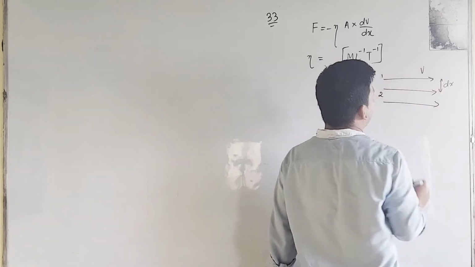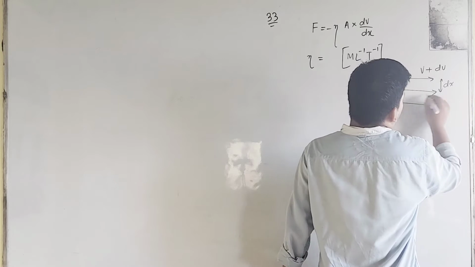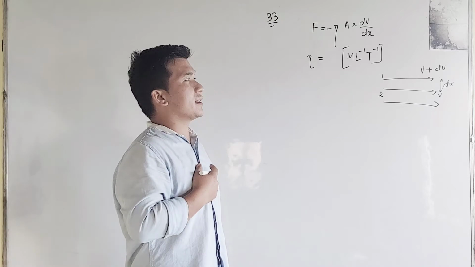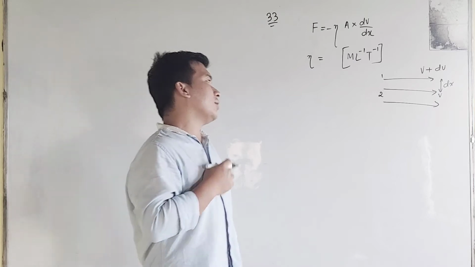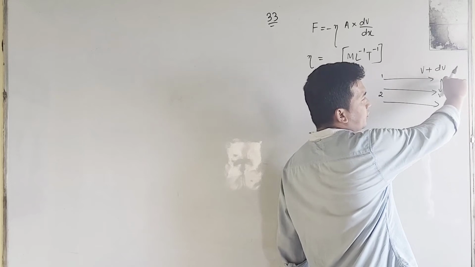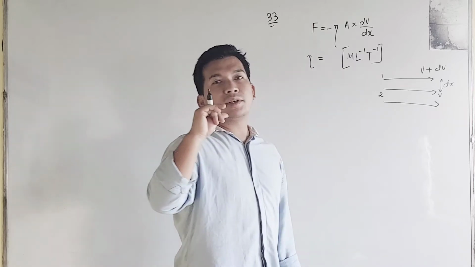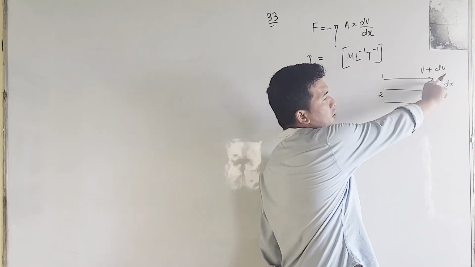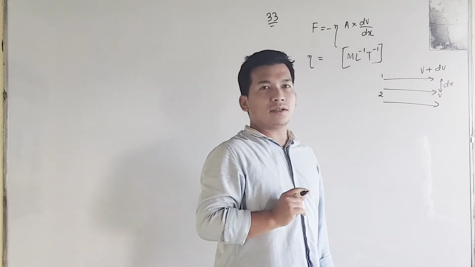Let us consider the velocity of the first layer to be v plus delta v. And what about the velocity of the second layer? The velocity of the second layer will be considered as v. Which one is faster? The upper layer is faster. The distance of separation between these two layers is dx, and this small displacement produces a small increase in the velocity by dv. Is that understood or not?